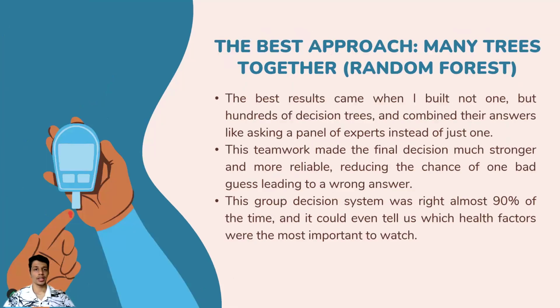Random forest. Finally, I combined multiple trees using a method called random forest. Instead of trusting one decision tree, I built hundreds of small trees, each giving an opinion, and then used majority voting to decide. This teamwork approach improved the stability and accuracy of the model, reaching almost 90% overall. It also gave insights into which health measurements were most important: blood glucose and family history were the most important features for predicting diabetes. Random forests show that combining many simple models creates much stronger and more reliable results.